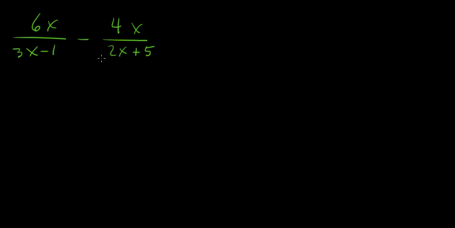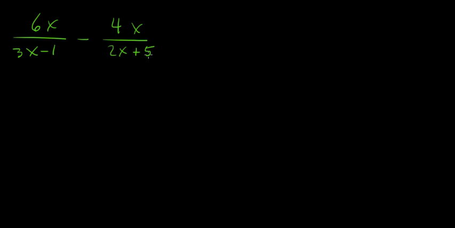And we've got time for a new color. Just a moment here, let me catch up with my notes. And here we go. 6x over 3x minus 1 minus 4x over 2x plus 5. Now the first thing you might notice here is there's nothing at all in common between these two denominators.